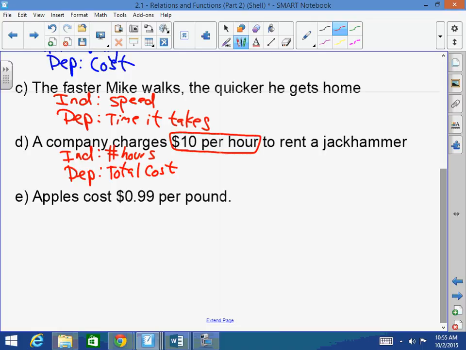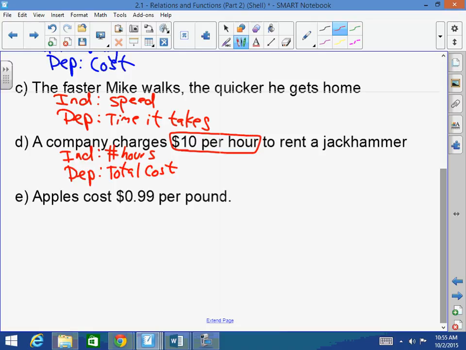So independent is the number of hours. Okay, I can do this job in 3 hours. I need it for 3 hours. That's independent. Okay, this is the first time I've ever done this job. I don't even know how to use a jackhammer. I'm going to have to learn how to use it. I may need it for 10 hours. The number of hours that you need it for is independent. You may be a professional with a jackhammer and you can do the job in half an hour. I may never have seen a jackhammer. It takes me 5. The total cost depends on how many hours you use it for, sir.